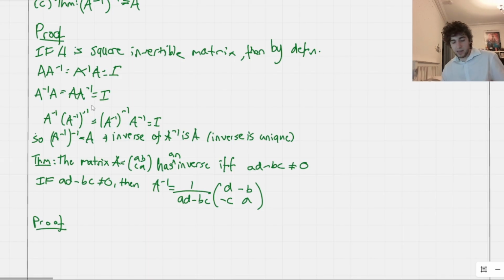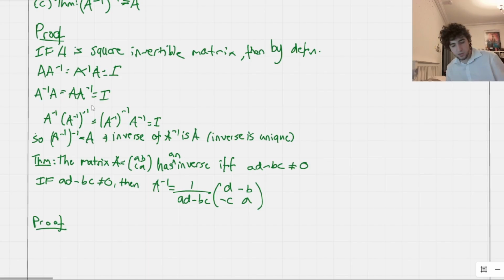The only other thing we need to prove is that if the matrix has an inverse, then the determinant is non-zero. I'm not going to write that because it just takes up time, but we need to show, effectively, that if the matrix has an inverse, then the determinant is non-zero, so AD minus BC is not equal to 0. That's all we need to do.